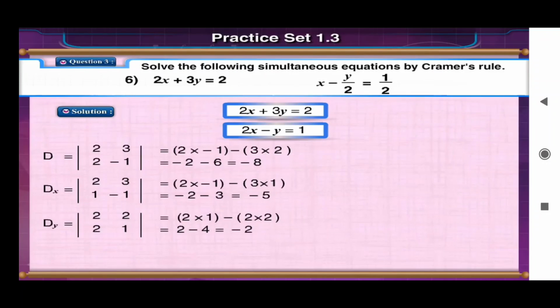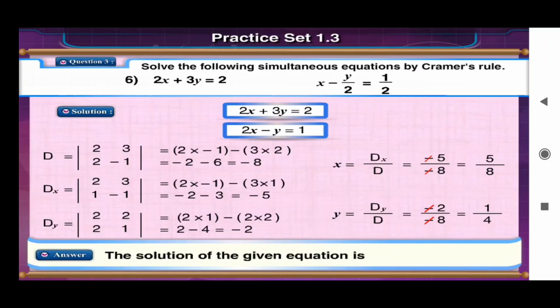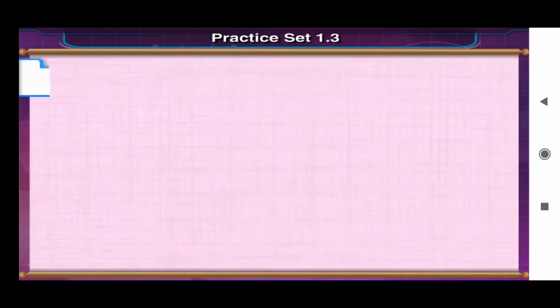Now, x is equal to dx upon d, so that is equal to minus 5 upon minus 8, which is equal to 5 upon 8. And y is equal to dy upon d, which is equal to minus 2 upon minus 8, that is equal to 1 upon 4. Answer: the solution of the given equation is x, y is equal to 5 upon 8, 1 upon 4.